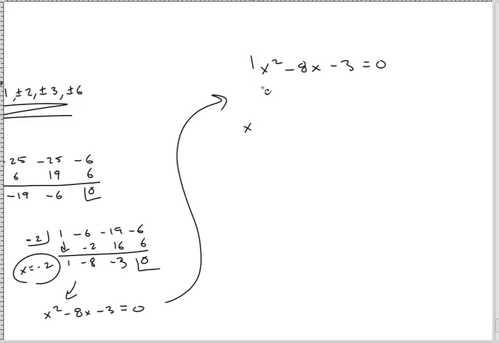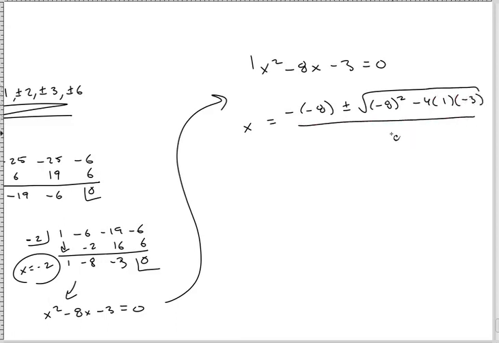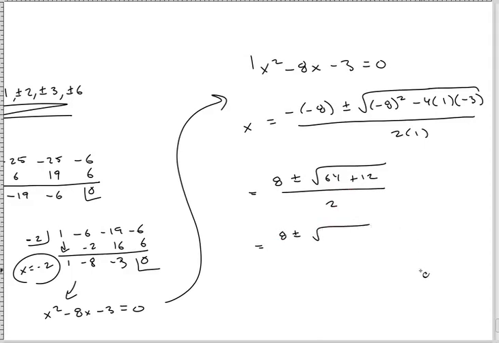Quadratic formula. It's a 1 in the front. And so we got a negative of a negative 8 plus or minus the square root of negative 8 squared minus 4 times the 1 times the negative 3, all over 2 times 1. So we've got an 8 right here in the front. 64 plus 12 all over 2. 78? No, 76. Sorry, 76. I should probably just use a calculator all the time.